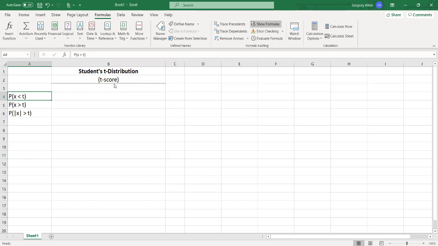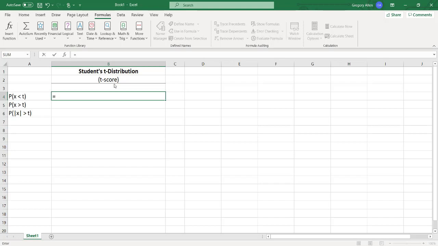So Excel has a selection of functions that you can use for finding values related to the student t-distribution. And if you've already watched the lecture on Excel's normal distribution functions, there's going to be a lot of similarities. All right, so first, if you want to calculate our standard probability, cell A4 here, the probability of getting a result less than a given t-score, the formula is very similar to what we did with a normal distribution.